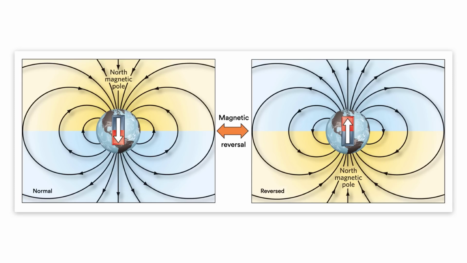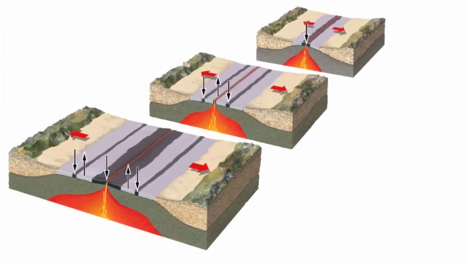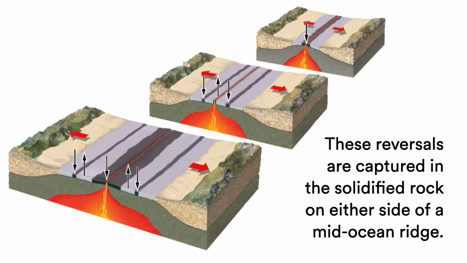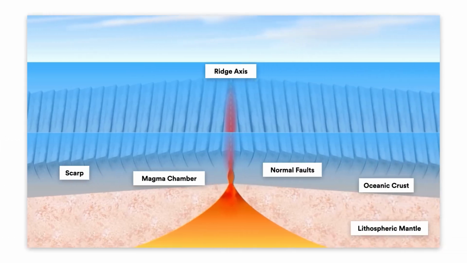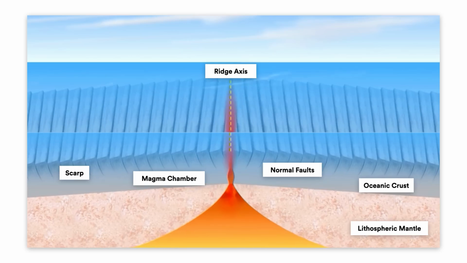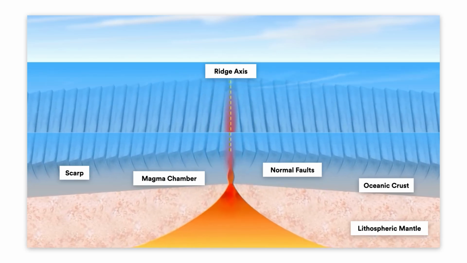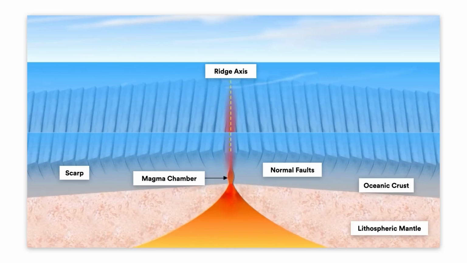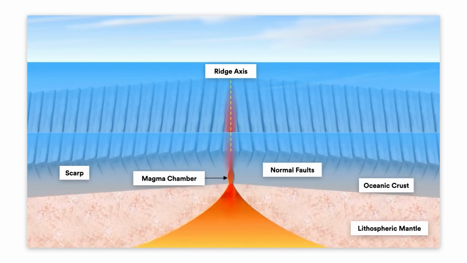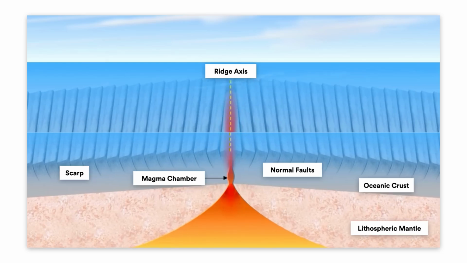Now, here's why this is so important and relevant to seafloor spreading. It's because these magnetic reversals are captured in the solidified rock on either side of a mid-ocean ridge. As magma wells up through the ridge and hits that cold ocean water and solidifies into rock, minerals within the magma align with the Earth's magnetic field. And then we forever have a record of what the Earth's magnetic field was at the moment that that rock formed.